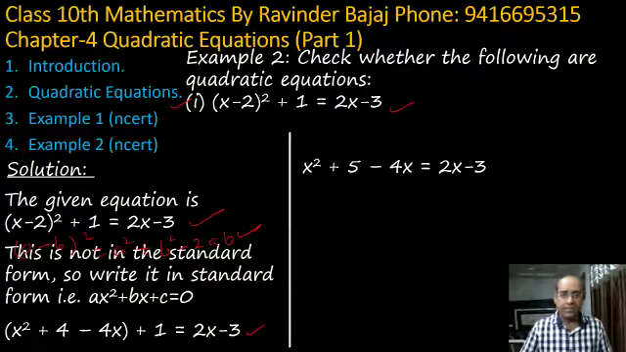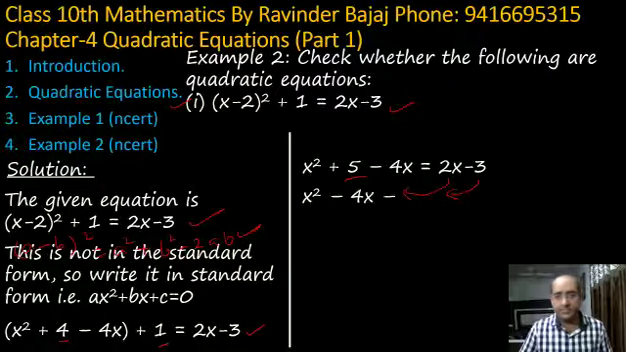I'm again writing it for you. Now 4 plus 1 will become 5. So here I have written 5. x square plus 5 minus 4x is equal to 2x minus 3. This 2x will come this side and become minus 2x, and this minus 3 will also go that side and become plus 3.